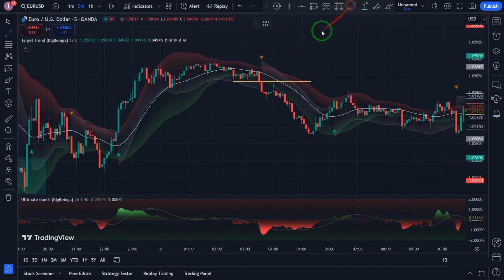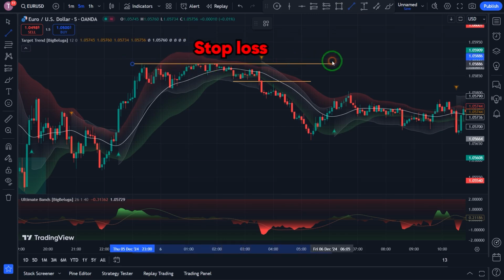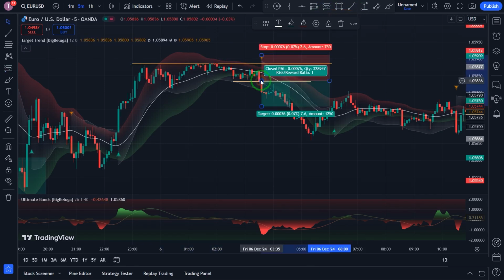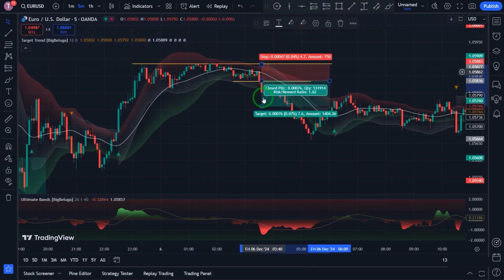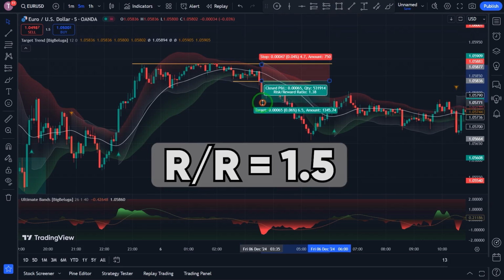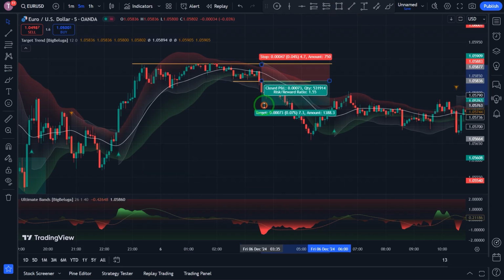Now we just need to set a stop loss for our trade. For this, find the last swing high and place your stop loss a little above that. Now we enter the sell trade, and for the take profit, just consider a risk to reward ratio of 1 to 1.5 and wait for our trade to close with a profit.